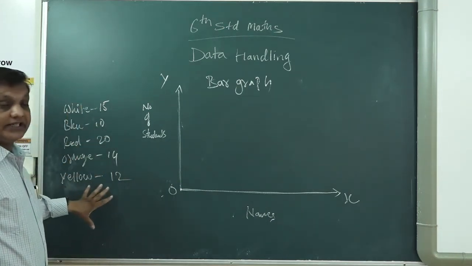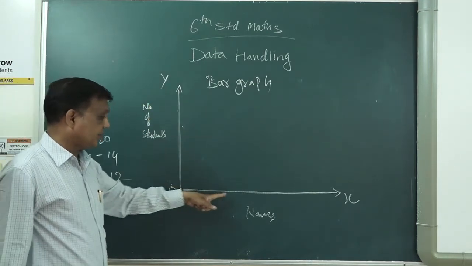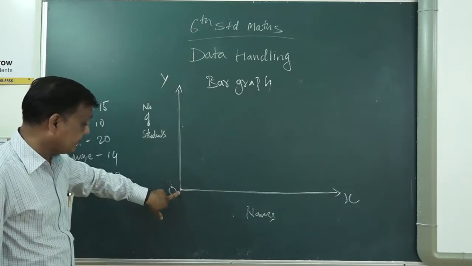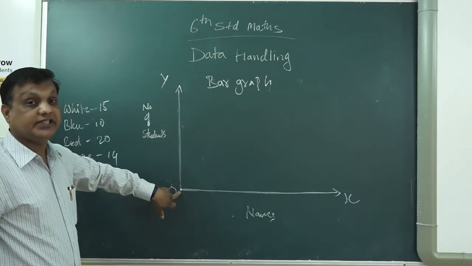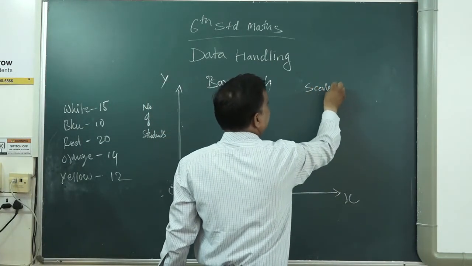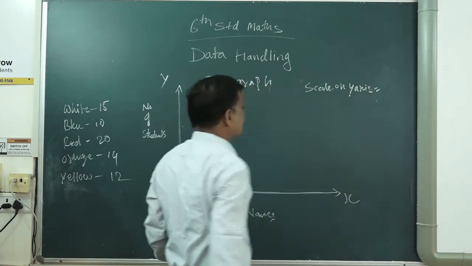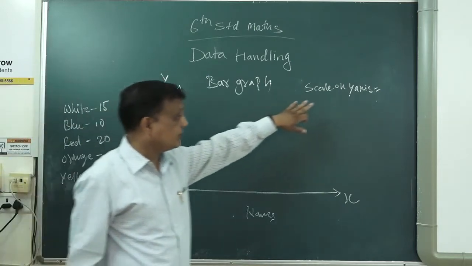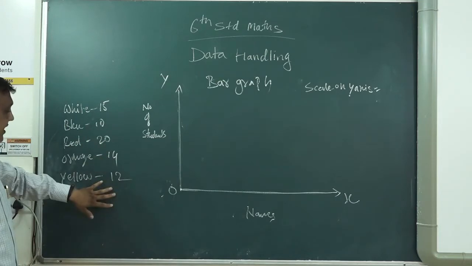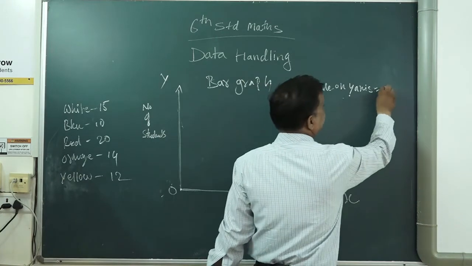Now this information you have to show in a bar graph. For that, first write two lines on a graph paper. The horizontal line is the x-axis, the vertical line is the y-axis. Wherever they meet, that is the important one, the origin, the starting point 0. Now you have to write a scale on the y-axis. Whatever the first number is, you write that here. For example, we are taking 2. Scale on y-axis is equal to 2.